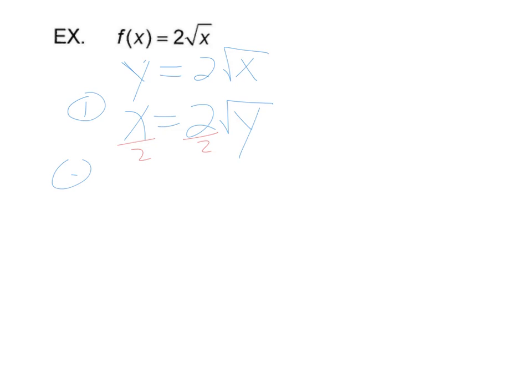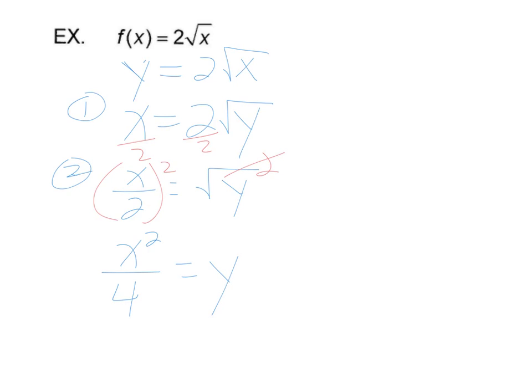So I'm on step 2 now, getting the y by itself. x over 2 equals the square root of y. To get rid of a square root, we square. And that's going to square the top and the bottom of our fraction on the left. So the top is x squared, the bottom would be 4, y is by itself, so we have found the inverse.